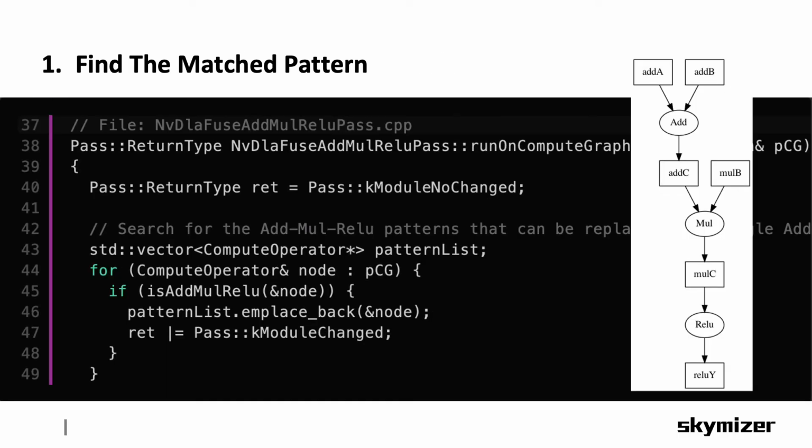Here we will go through the fusion pass. There are 5 steps in this pass. First, we will traverse the ONNC IR graph and search for the Add-Mul-Relu pattern for layer fusion. The diagram on the right-hand side shows the IR graph of the Add-Mul-Relu pattern. We will show the effect of each step on the IR graph in the next few slides.